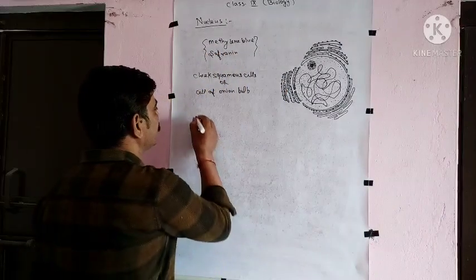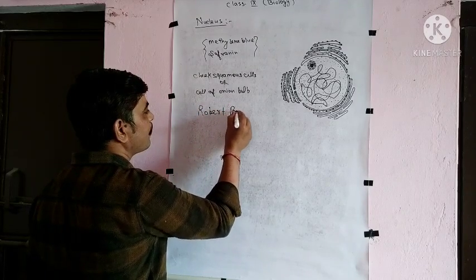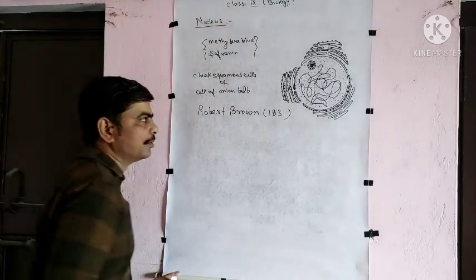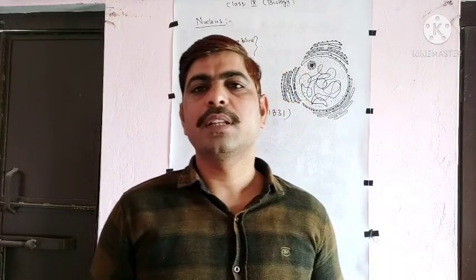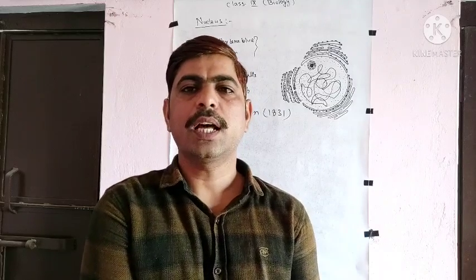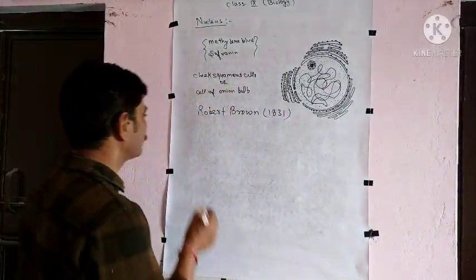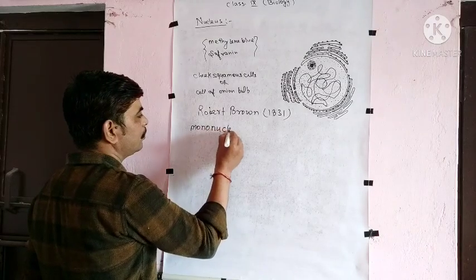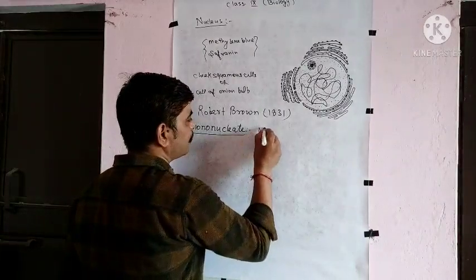And you also know that the nucleus was discovered by Robert Brown, in the year 1831. Most of the cells have only one nucleus, but there are some cells which have a different number of nuclei. These cells can be called mononucleate, like WBC in our body.